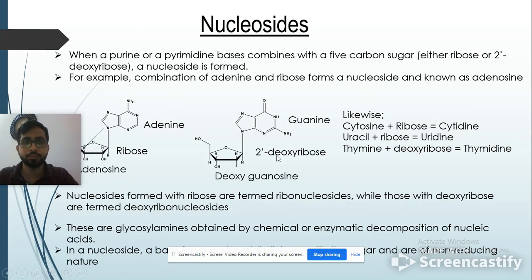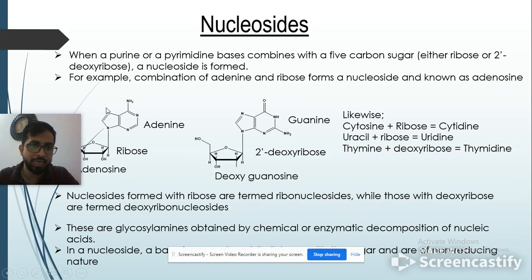If we look at nucleosides, basically these are small molecules, formed when a pyrimidine or purine base combines with a five-member sugar, which can be ribose or 2-deoxyribose, and a nucleoside is formed. For example, if we combine adenine, a purine base, with ribose, we get a nucleoside, and that nucleoside is known as adenosine.